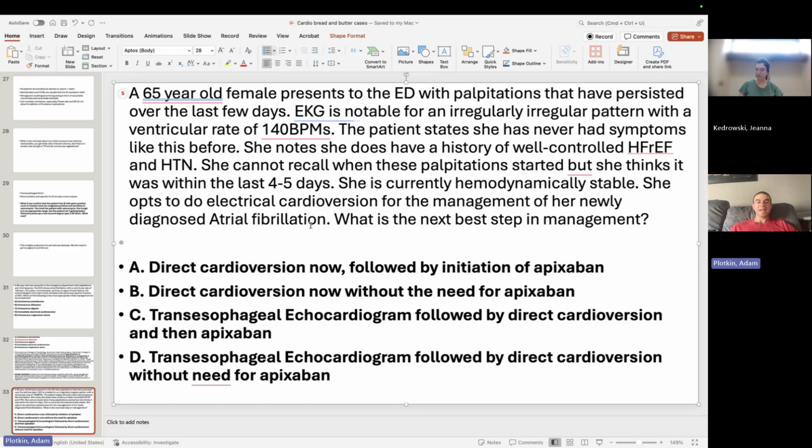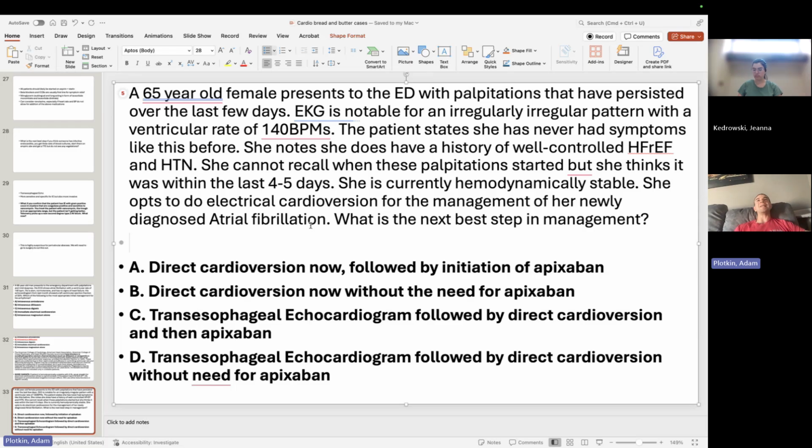So indications to get a TEE before direct cardioversion is if the AFib has an unknown duration or has been at least for over 48 hours, right? Over 2 days, all right? That's because, again, exactly what you said. They could have a thrombus that usually forms in the left atrial appendage. If I do this direct shock to the heart, it can cause a really strong contraction, remove that clot. It goes right up to the carotids, right up to the brain.